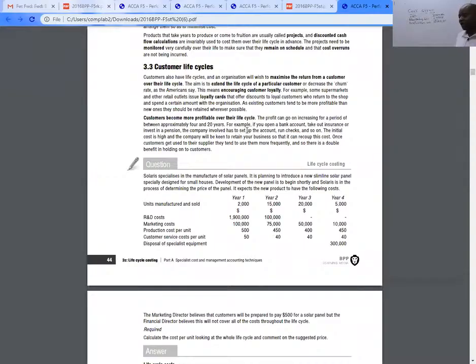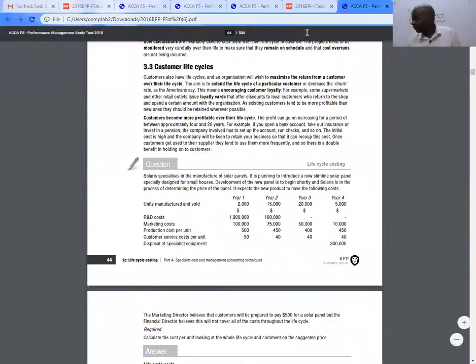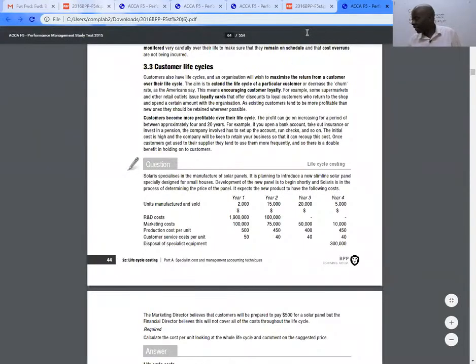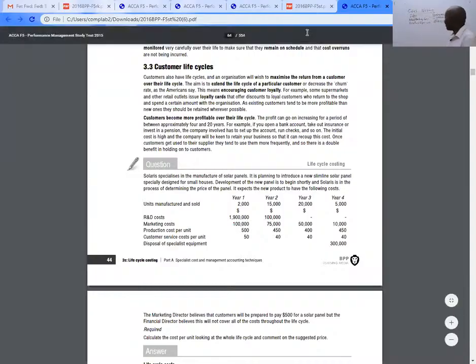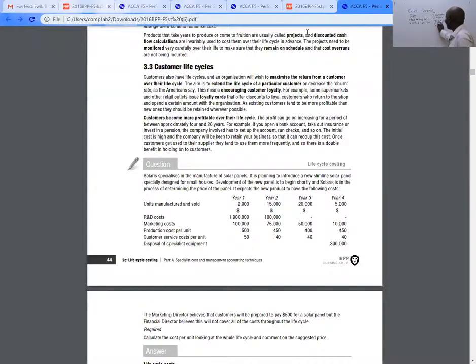So customer service cost, I can see an answer here. 1.7 million. Aurelia seems to be getting this very fast. So this is the customer service cost. And then the last one, as per the life cycle, is the disposal.